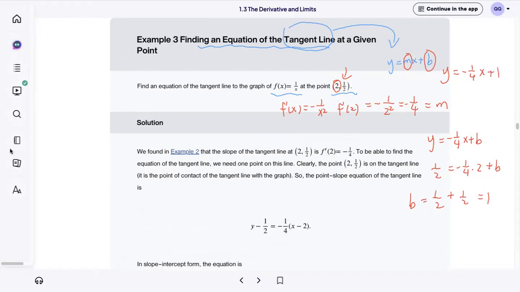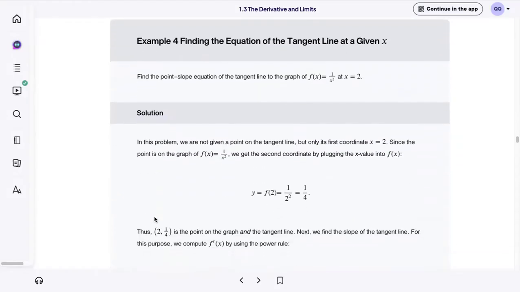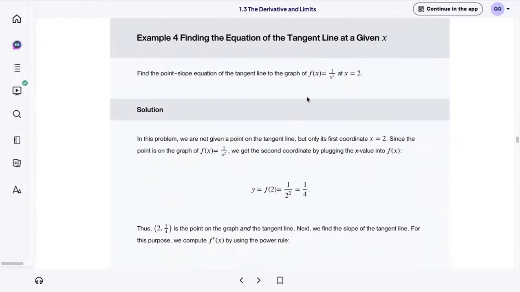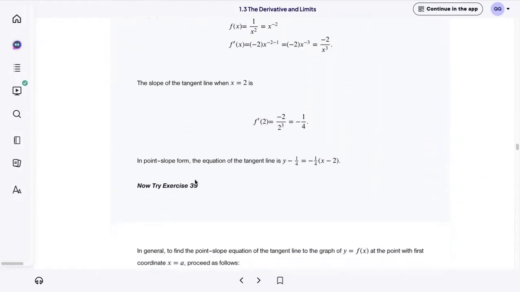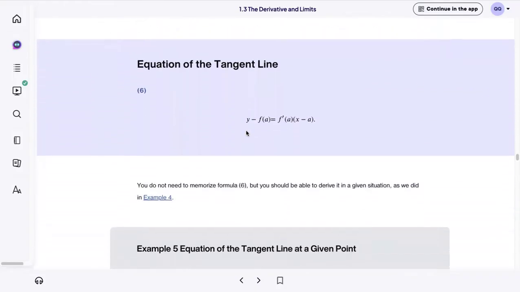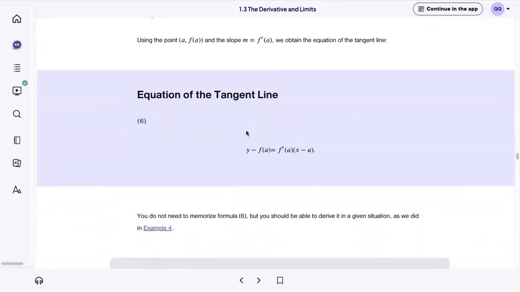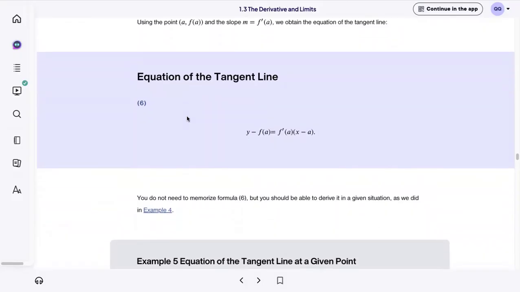Because we find the slope through taking derivatives, and we find b through plugging in this point. So this one is similar. I'm not going to do this one, but you should go through the example. So this is the equation of the tangent line.